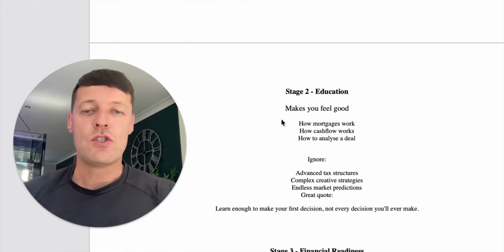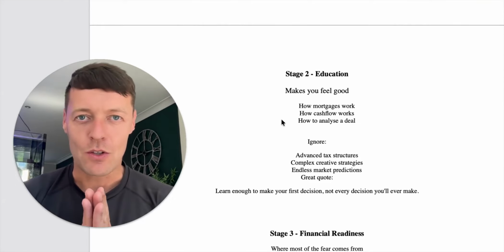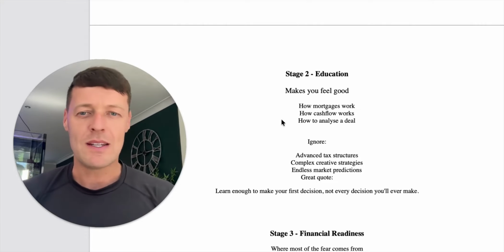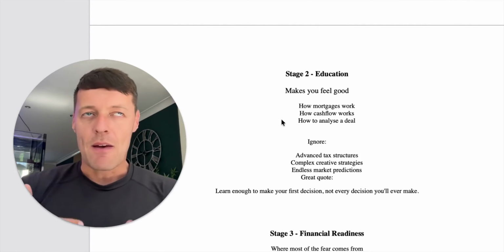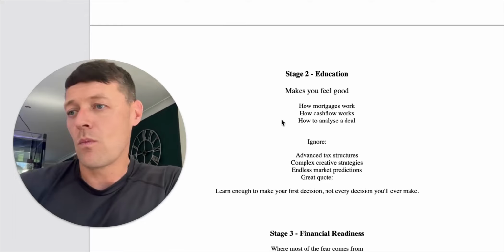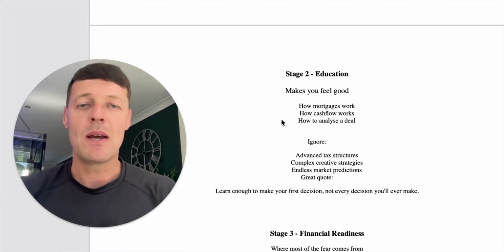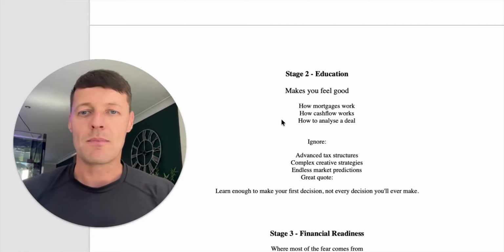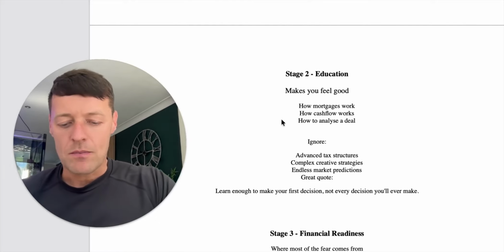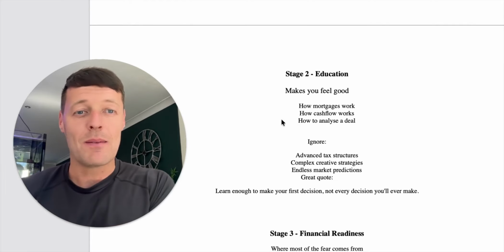So stage 2, education. Now, education makes you feel good. Okay, so the more content you consume, the more you learn, the more books you read, the more videos you watch, it's like a full sense of achievement. You feel like you're making progress, when in fact, nothing's actually happening. Yes, you are learning more. Yes, you're getting a better understanding, but your bank balance is still the same. You haven't gained any assets. So you need to get over the fact that learning isn't always the best thing to do.